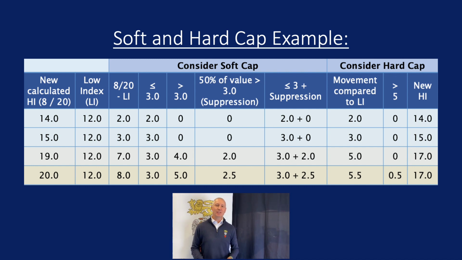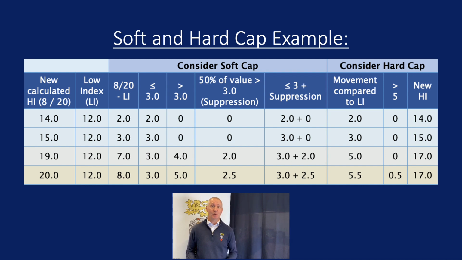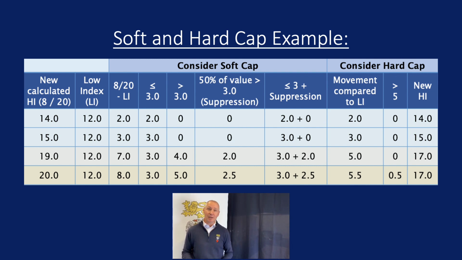As you can see from this example, the system remembers that the player's low handicap index is 12. Once his handicap index gets to 15, the system only allows 50% of upward adjustments. The system won't allow the handicap index to go up by more than 5 shots. And so because of that, 17 is the maximum handicap index in this 12-month period.